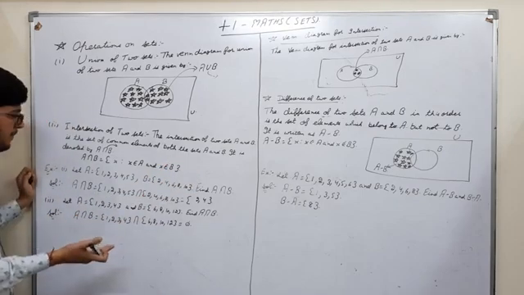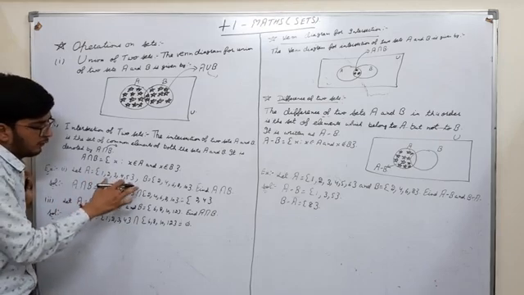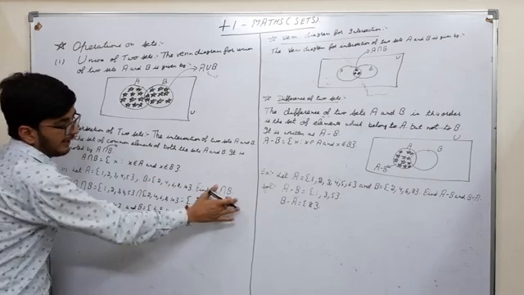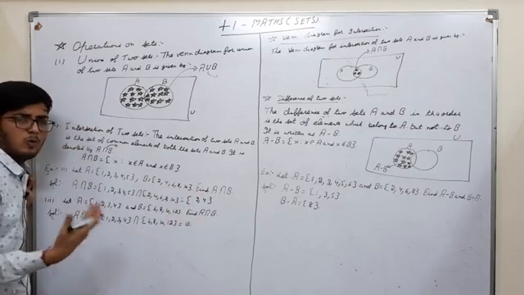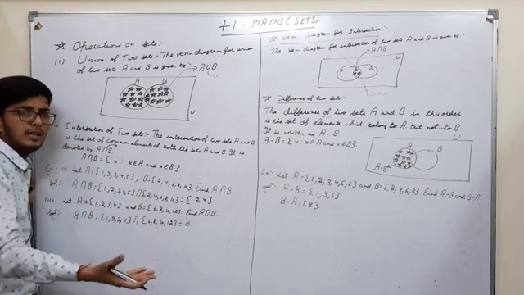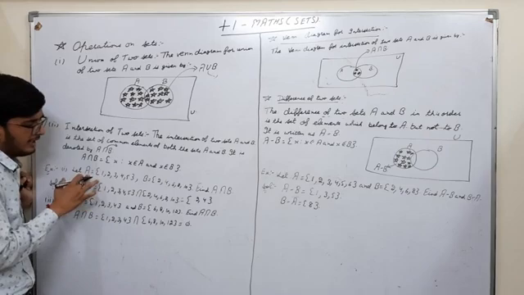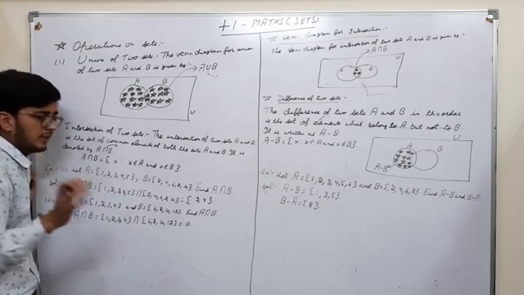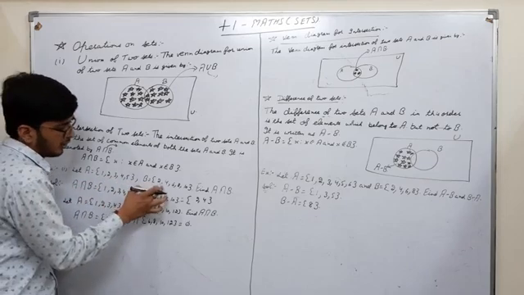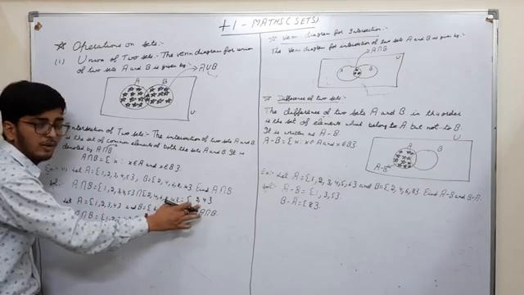Now we have one example which says A is the set {1, 2, 3, 4, 5} and B is the set {2, 4, 6, 8, 10}. Find A intersection B. Now elements which are common to both A and B will be contained in A intersection B. Which are common? See, 1 is there in A but 1 is not there in B, so it will not be in A intersection B. 2 is there in A, 2 is also there in B, so A intersection B will contain 2, right?